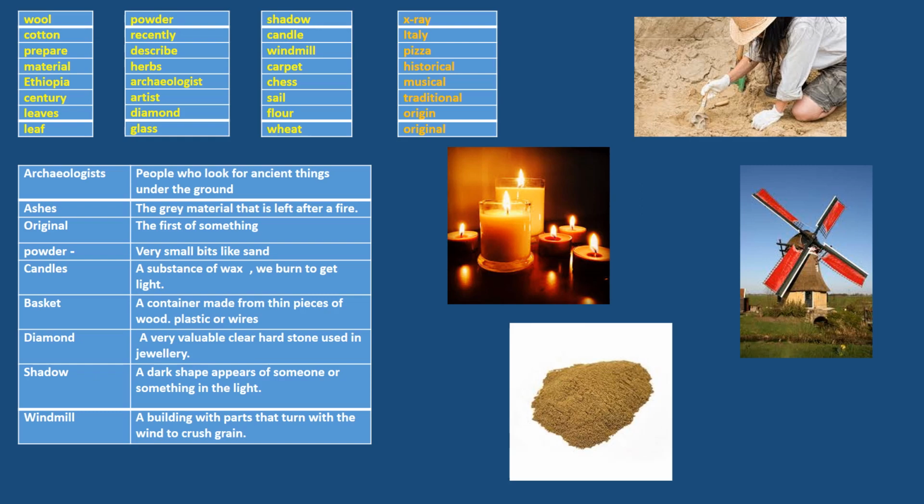Plastic or wires. Food or anything we want to hold is always put inside the basket. Diamond: a very valuable, clear, hard stone used in jewelry. Shadow: a dark shape that appears of someone or something in the light. Windmill: a building with parts that turn with the wind to crush grain. We have a picture of it.